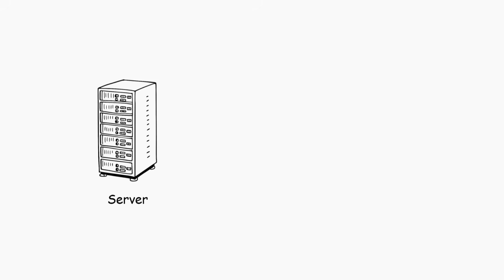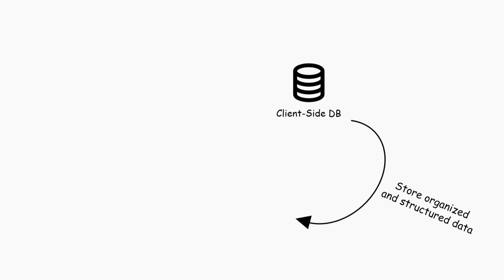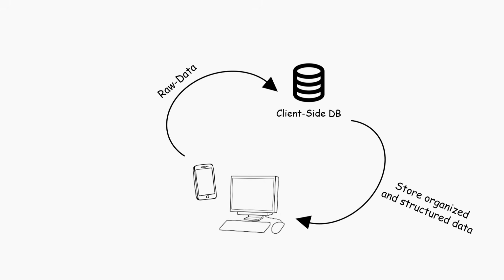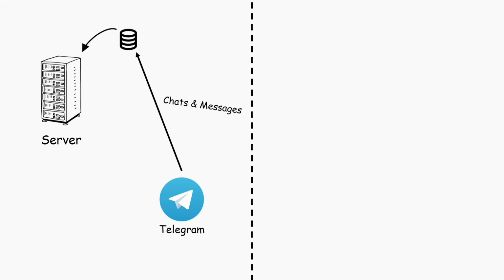Server-side databases are installed on a server computer, and they store the data received from clients in an organized and structured way on the server. While client-side databases create their own database file on the client's computer or mobile device and store the data locally right there. For example, in the Telegram app, all the messages in your chats are kept and managed in a central database installed on Telegram servers.